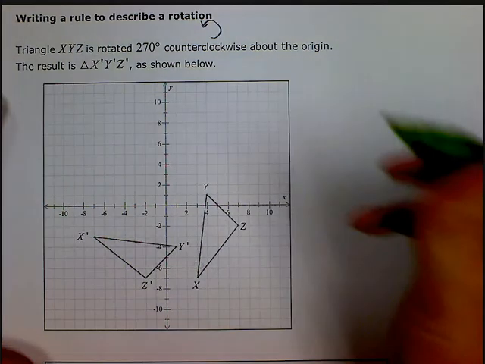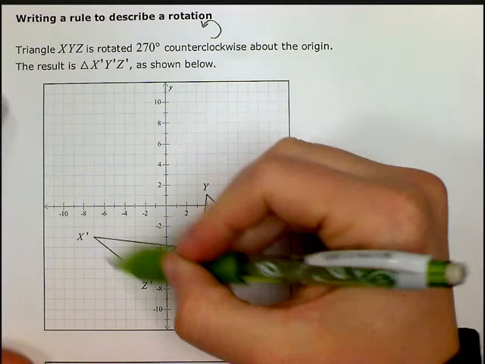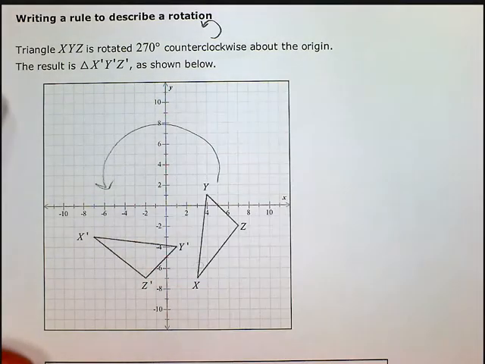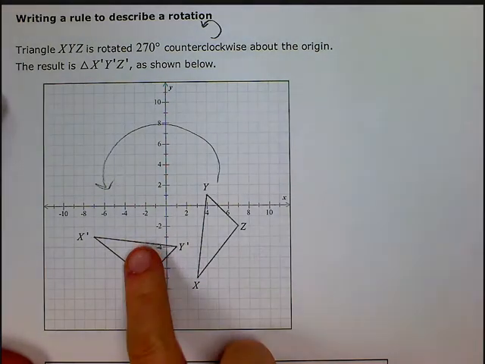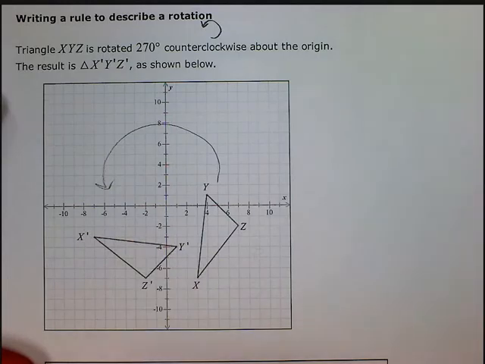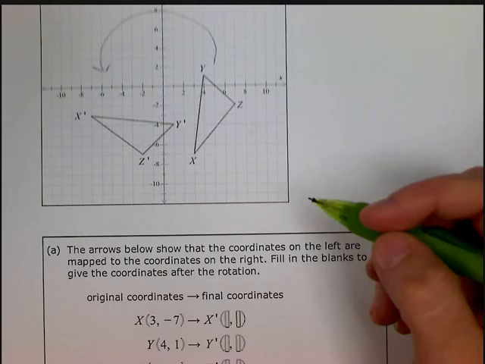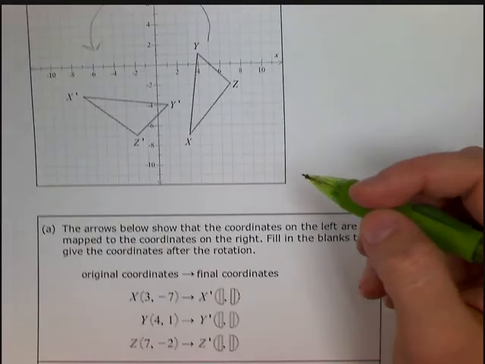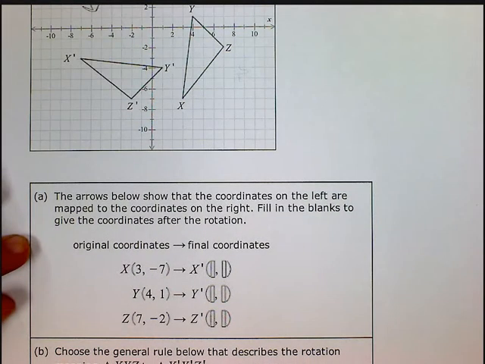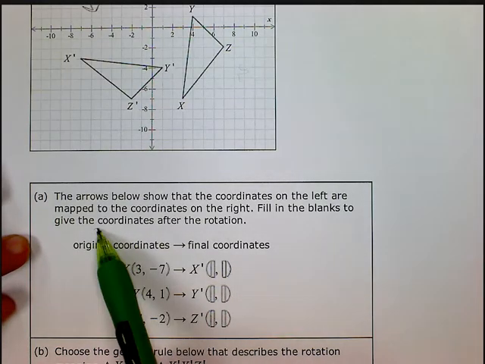So it started here and went 3 quadrants around the circle this way, and landed here. This was the result, or my image. Okay, they want us to answer the questions about it. So if I slide down here, letter A says the arrows below show that the coordinates on the left are mapped to the coordinates on the right. Fill in the blank to give the coordinates after rotation.